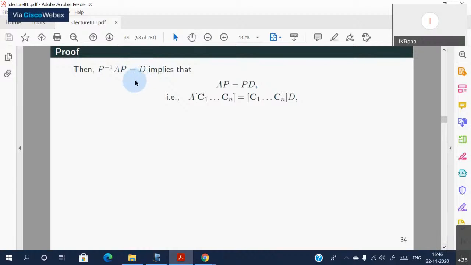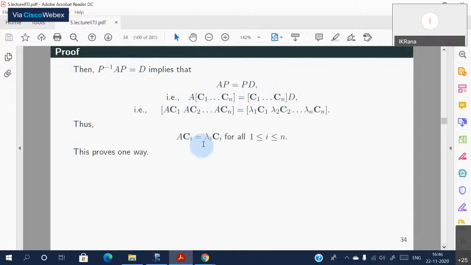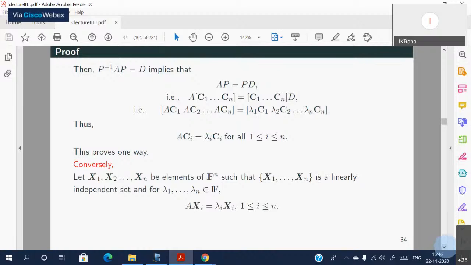equals D implies AP is equal to PD, and that means I can take it on the other side. So AC in the columns form is equal to this, and that says that ACi is equal to lambda i Ci. So if that is diagonalizable, then the Ci are the eigenvectors and lambda i are the eigenvalues. Conversely, suppose there are elements such that they are the eigenvectors for eigenvalues. So there are n eigenvalues, and each has an eigenvector.